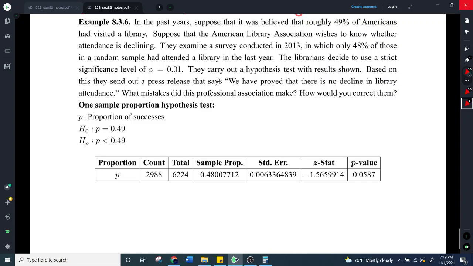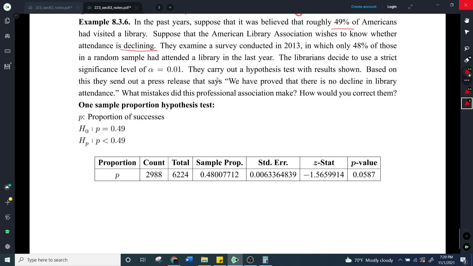They carry out a hypothesis test with the results shown below. Based on this, they send out a press release that says, we have proved, oh, that's a strong word, we have proved that there is no decline in library attendance. What mistakes did this association make? All right, so first of all, let's look at their results. Is their hypothesis correct? The null hypothesis is that P is still 49%. They wanted to look at whether attendance has declined, so the alternative is that P is less than 49%. That looks good to me. They put in their data here. They got their sample proportion here. Their z-score is here. Their p-value is here.